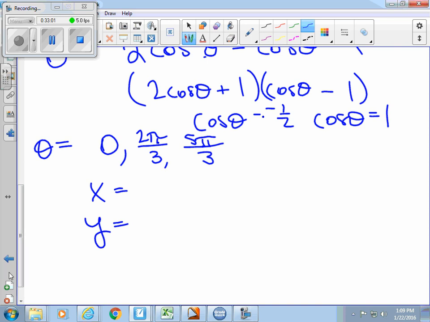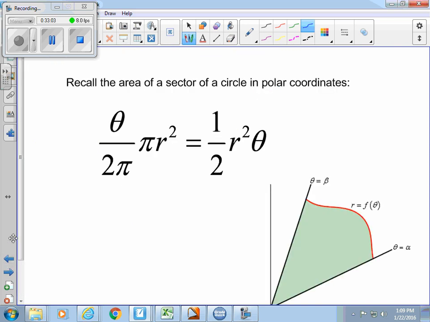I do want to introduce area. We will not get finished with area, but I want to introduce it, and we only have 5 minutes, so I'm going to stop and do that really quick. We'll finish that problem on Monday, though. I want to remind you really quick how you find area of a piece of a circle. Stay with me for the next 5 minutes.